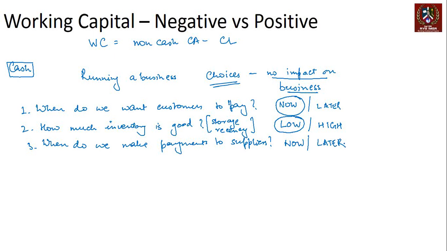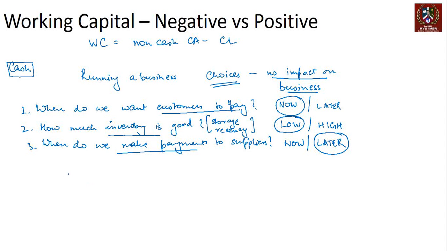If I pay it later, and assuming that does not impact my business, then I first earn interest on that money and then I make the payment. So logically, given a choice, we should try and delay the payments a little bit at least to all our suppliers. So what have we come to? We are saying we want customers to pay right now. We want inventory to be low and we want to make payments later, right?